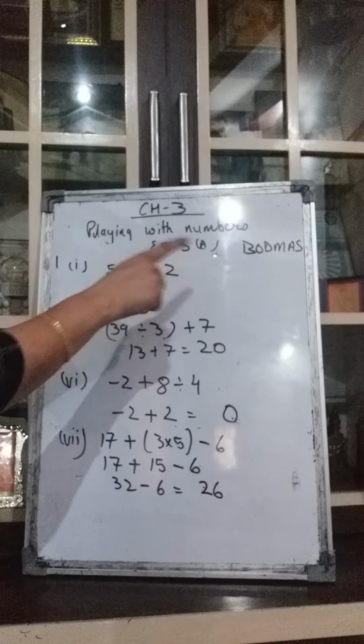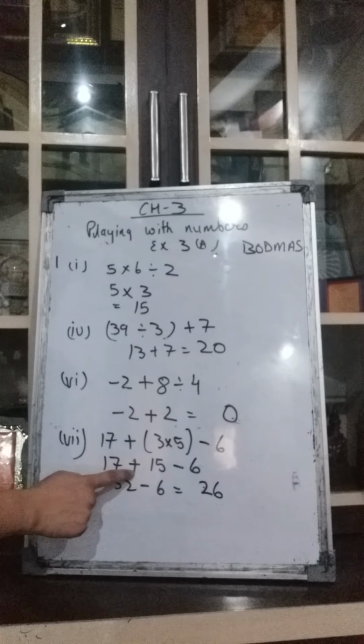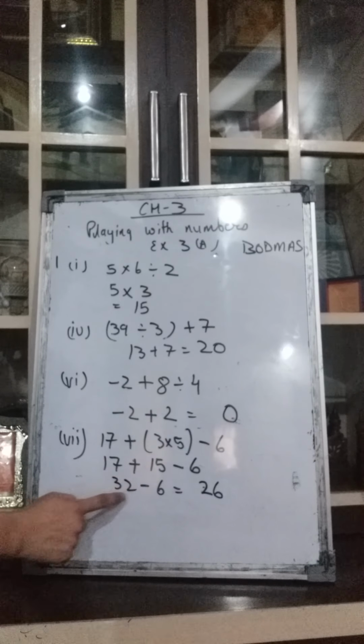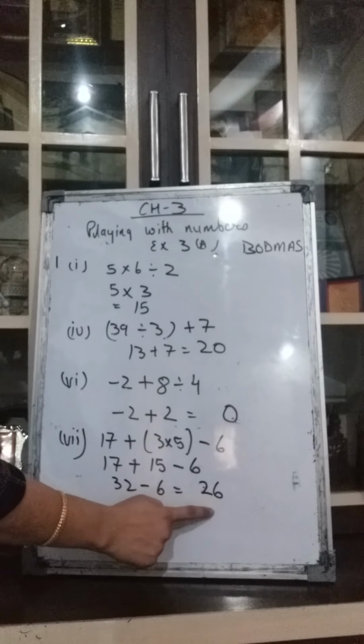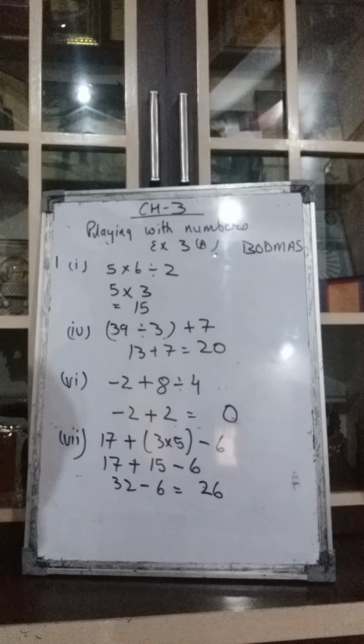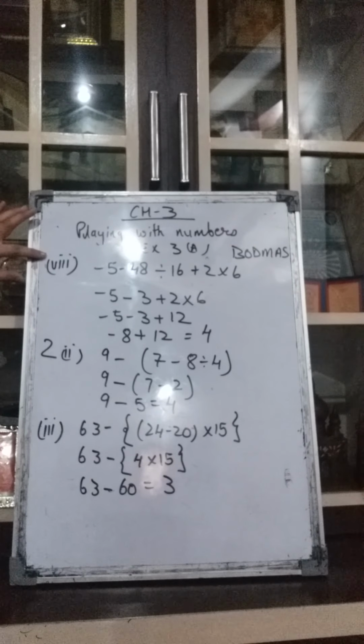So according to BODMAS, which will come first? The addition one. So 17 plus 15 will give you 32. Minus 6 will give you 26. 26 is the answer. Now we come to the eighth part.